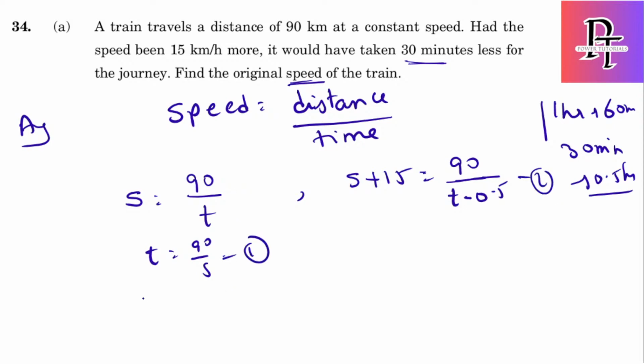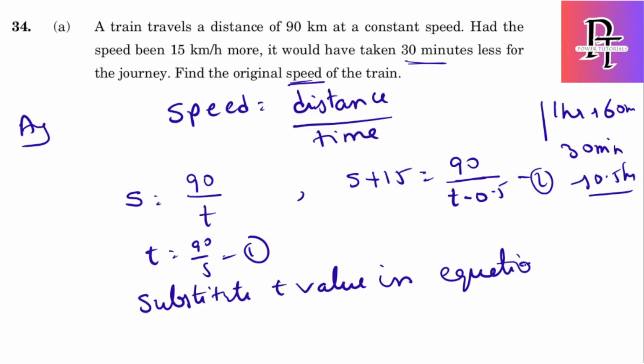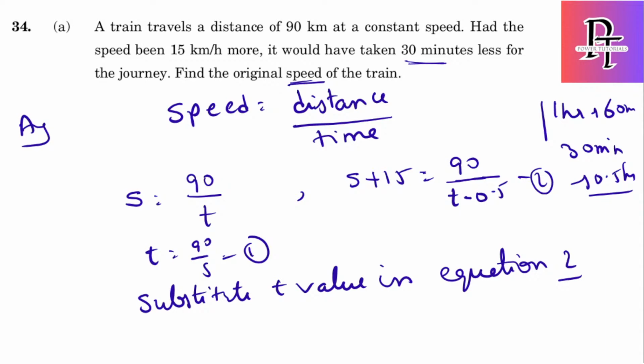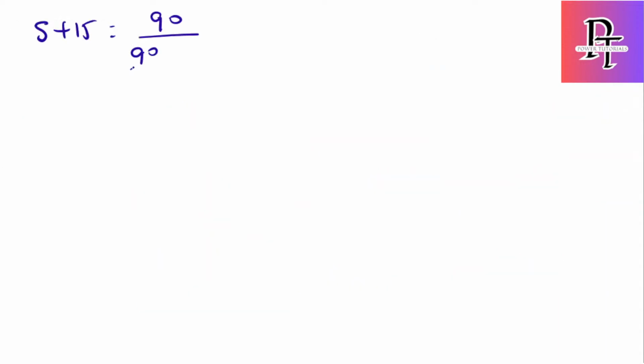I will write: substitute t value in equation 2. Okay, so t is 90 by s. So s plus 15 is equal to 90 by s plus 15 is equal to 90 by t, which is 90 by s minus 0.5.